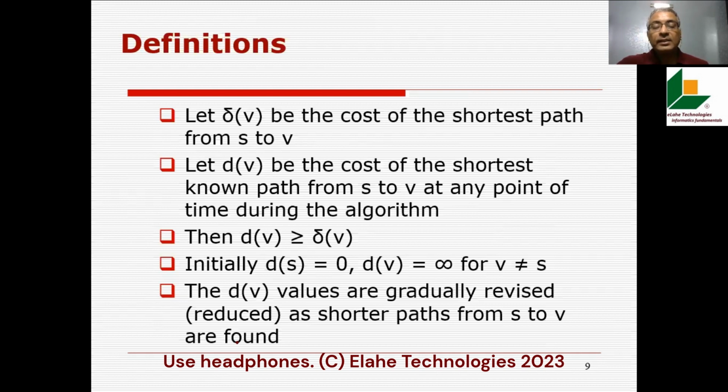So, initialization. Initially, the dS value is set to 0. That's for the designated source node. And all the dV values are set to infinity for all other nodes in the graph. And the dV values will be gradually revised or reduced as the shorter paths from S to V are found. So maybe let me go to the whiteboard once.